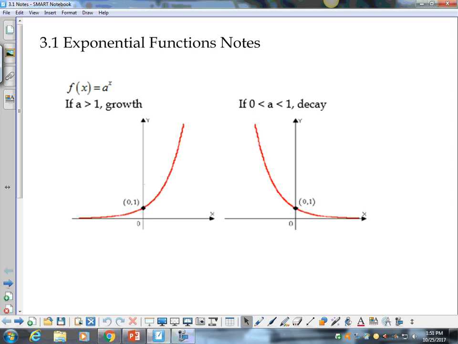So we're going to start our unit on exponential and logarithmic functions, and today we're going to focus on exponential functions, and on Friday we're going to talk about logs. Okay, so an exponential function is any function that has an x in its power.